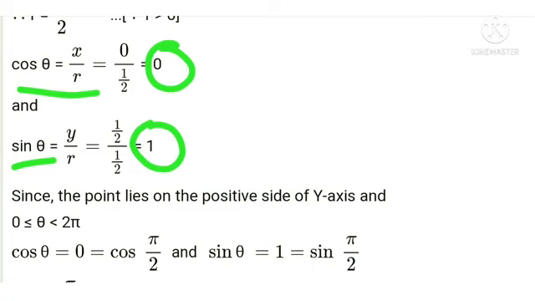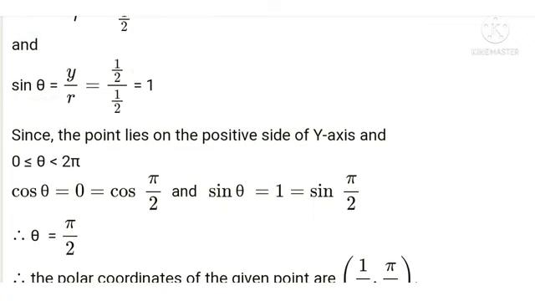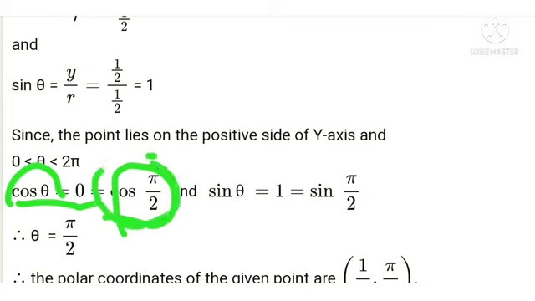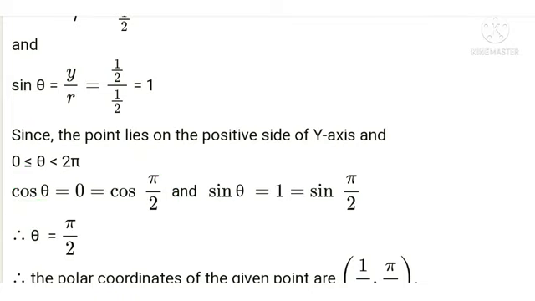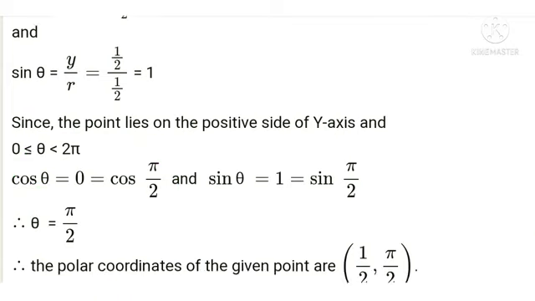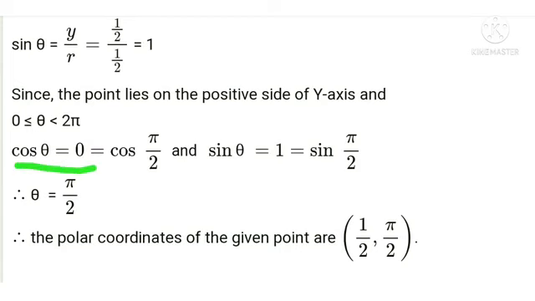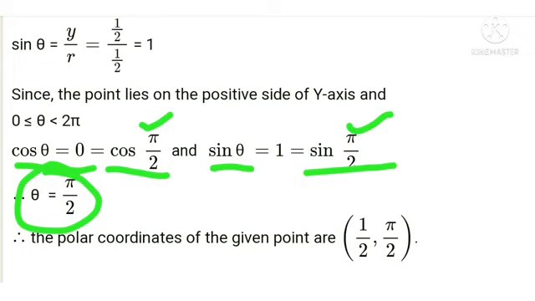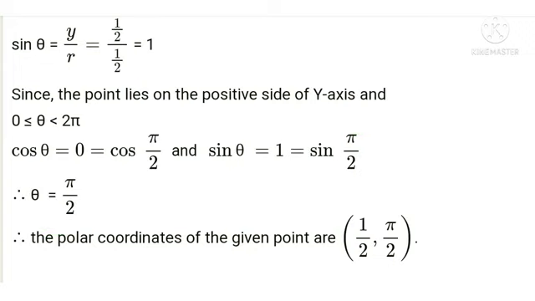From this you observe that cos theta is 0 when theta is pi by 2. See, cos theta is 0 when cos 90 is 0 and sin theta is 1 when sin 90 is 1. So from these two you observe that we get theta is equal to pi by 2. Therefore the required polar coordinates are 1 upon 2 and pi by 2.